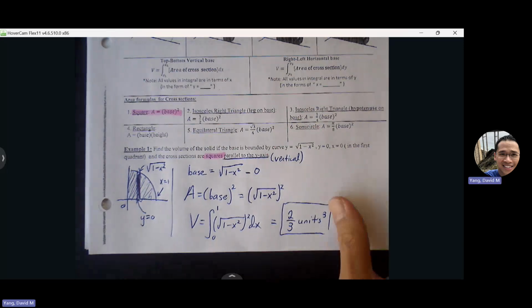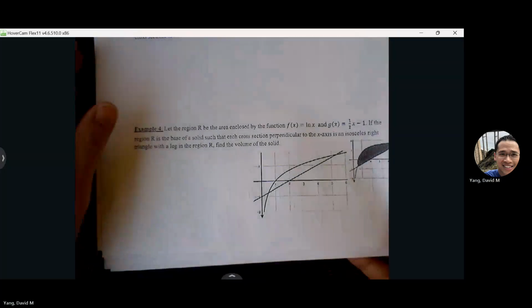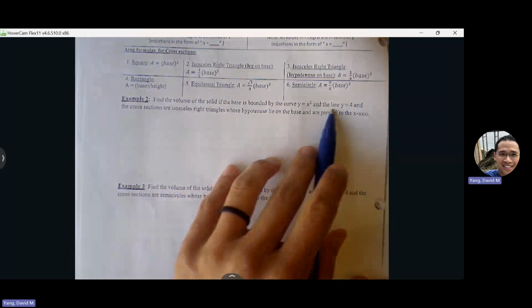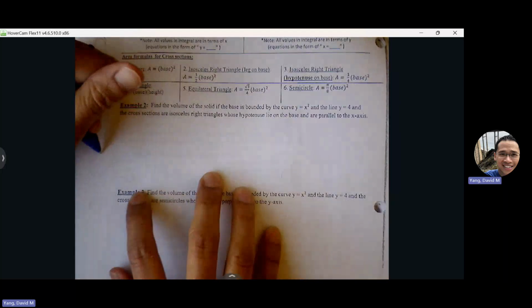Okay, let's go to the next page. Again, we don't have to worry about what the object looks like. We're just gathering enough information, plugging into the formula, and getting the volume. All right, number 2, find the volume of the solid. We have y equals x squared and y equals 4. So that's going to be a parabola and a horizontal line.